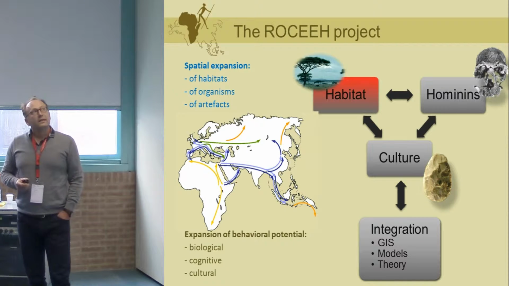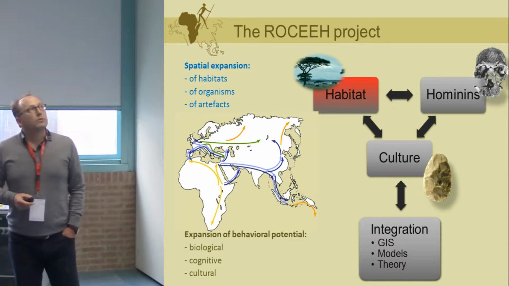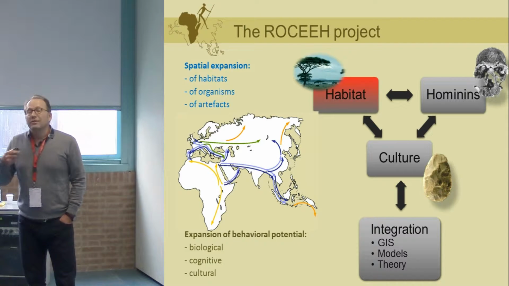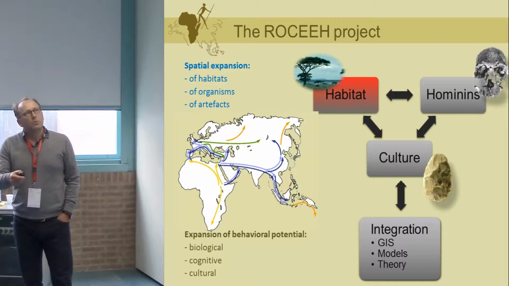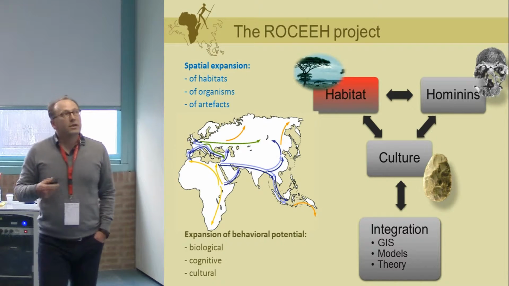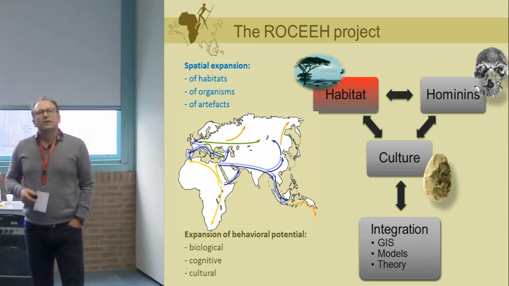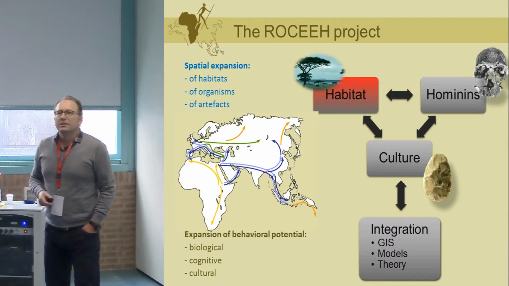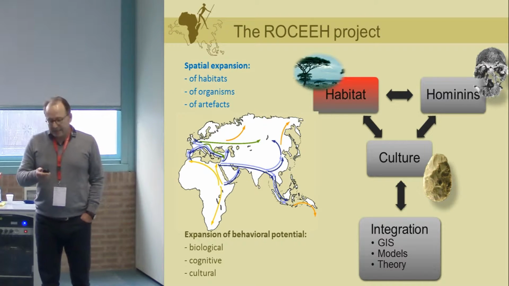In this talk, I'm mainly focusing on the habitat of early hominins, so of the anatomical modern humans as well as the Neanderthals, and especially on the site preferences. However, as you see in the project, we have also other components dealing with the hominins itself, with the cultural aspects. But one major issue in the project is the integration of all this information, developing theories, testing these theories with models, and these models naturally are based on data that we prepared also with GIS methods.